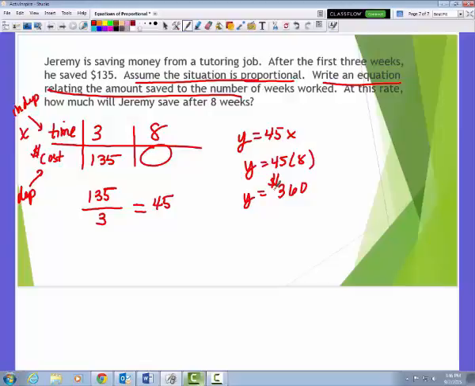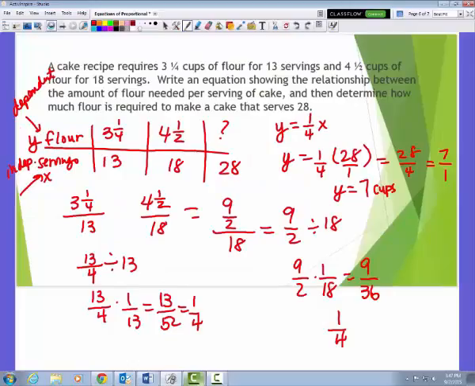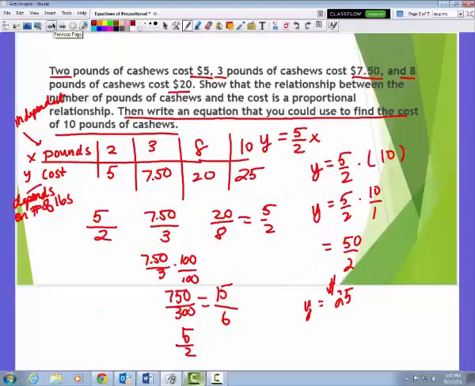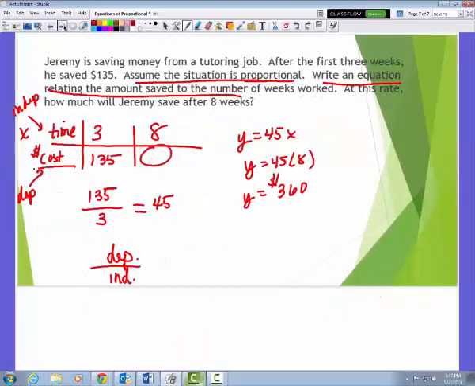Okay, so confusing things to remember are the dependent variable is divided by the independent variable. And you have to use your noggin to kind of remember which one is which. Okay, in this case, the amount that he can save depends on time. On this one, the amount of flour depends on the number of servings. On this one, the cost depends on how many pounds. So that's how you tell what the dependent variable is.